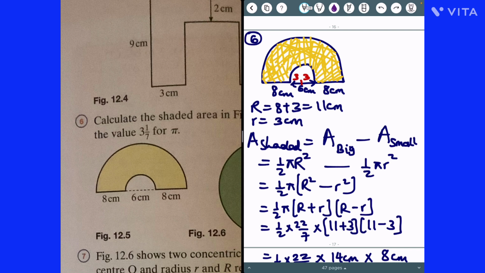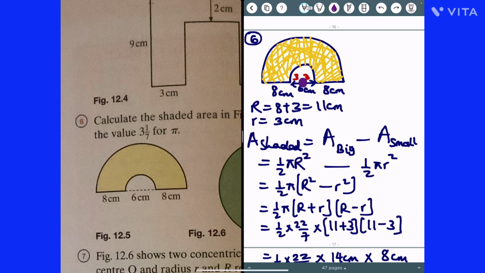Half pi R squared minus half pi r squared. That gives you what? How do we get big R? I think that would be a question here. How do we get big R? This place marked 6. If you cut it into 2, there will be 3 on each half. Now, this place is the center of the figure. Add 3 to 8. If you add 3 to 8, you will get 11 for the big radius. So this big radius is 11 centimeters. You understand?